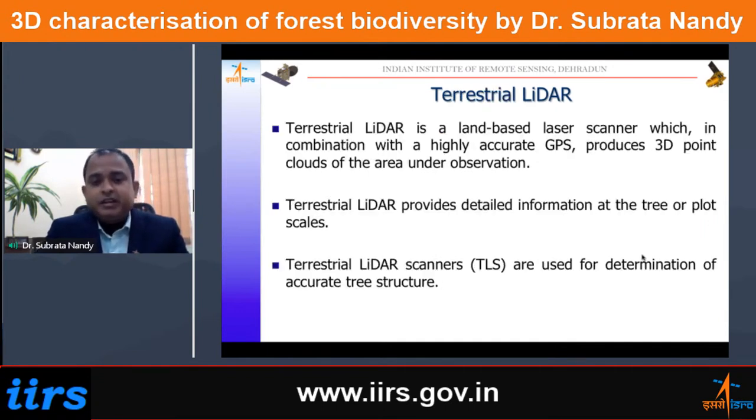Terrestrial LiDAR, as the name itself says, is a land-based laser scanner, which in combination with highly accurate GPS produces 3D point clouds of the area under observation. In our case, it may be a tree. So this provides detailed information of a tree at the tree level or at the plot level. It is not used over a larger area.